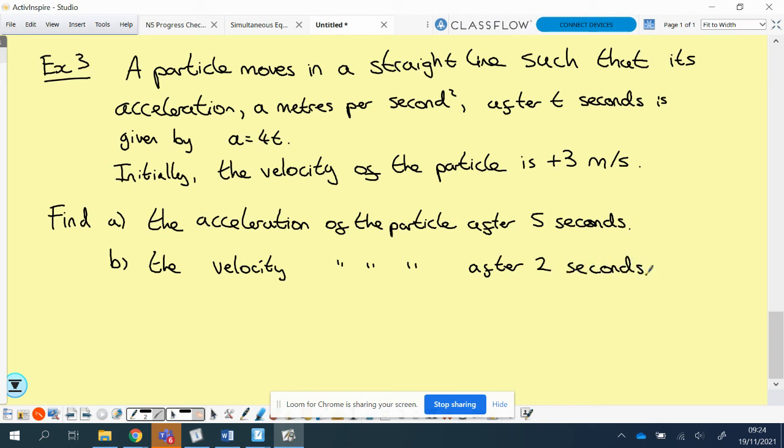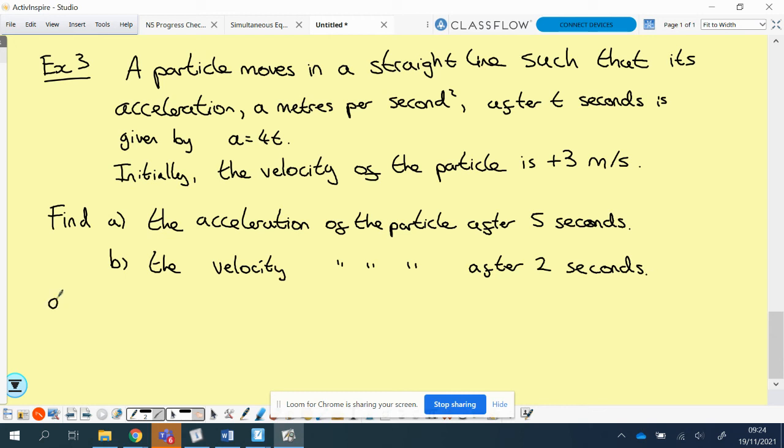Okay, so those are the two things that we want to try and work out and evaluate. We want to work out the acceleration of the particle after 5 seconds, the velocity after 2 seconds, and the only thing we know is our acceleration function is a equals 4t, and initially the velocity was moving in the right direction, the positive direction at 3 meters per second. Okay, so let's see how we do this.